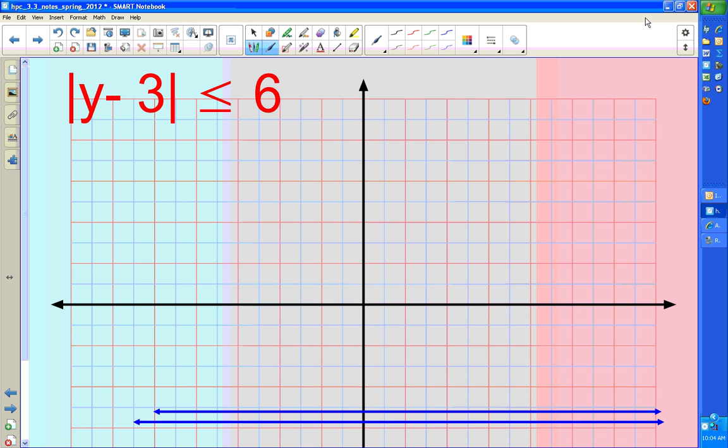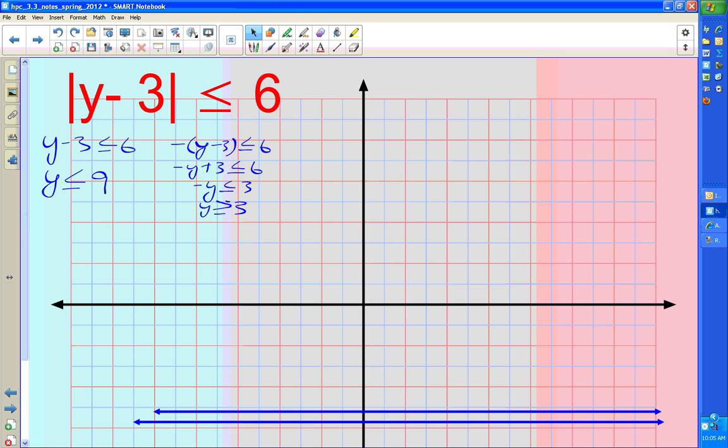So if we look at this, absolute value of y minus 3 is less than or equal to 6, and the opposite is less than or equal to 6. Here you're going to get y is less than or equal to 9. Here you're going to get negative y plus 3 less than or equal to 6, and y is greater than or equal to -3. Okay? Negative 3, thank you.